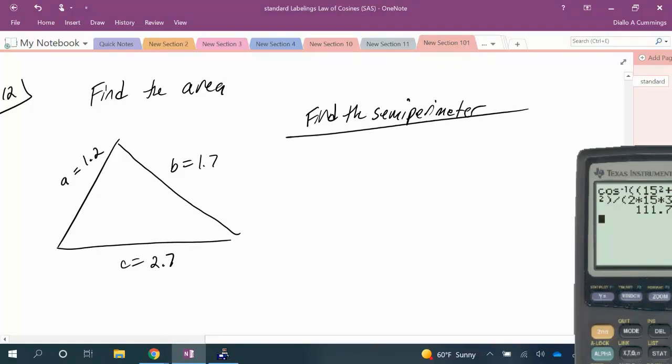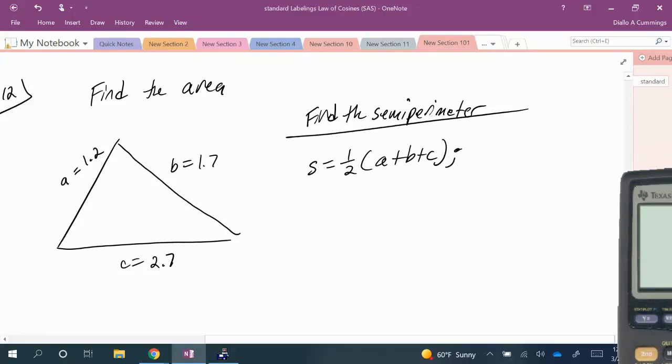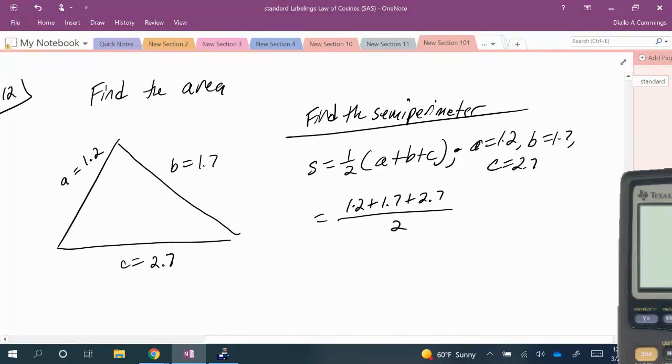All right, so the first thing we have to do is find the semi-perimeter, right? And that has the formula S is equal to 1/2 times A plus B plus C. So we're going to substitute A for 1.2, B is 1.7, and C is 2.7. All right, so this is basically how we're going to calculate S.